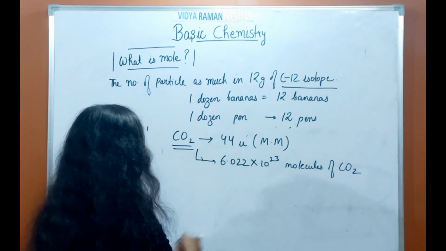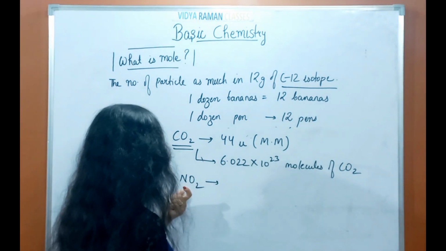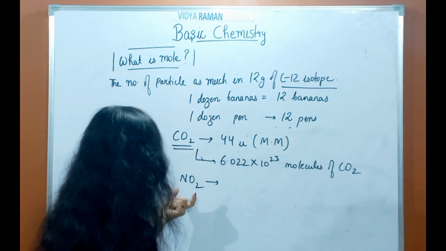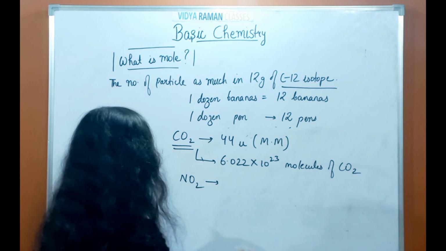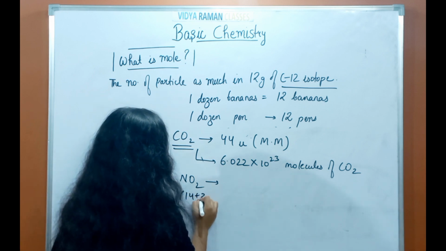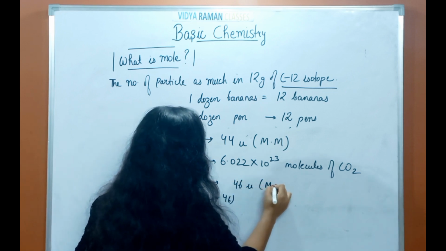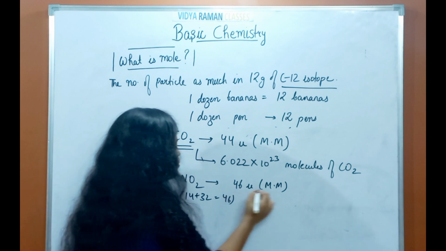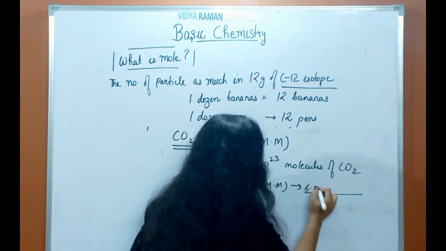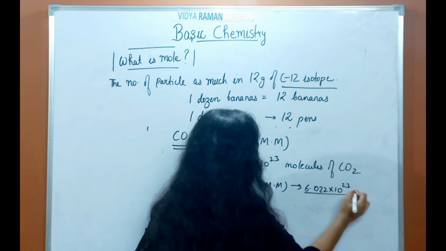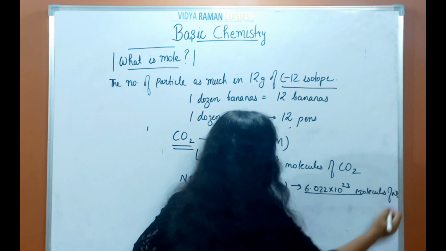Okay. If I say that I have NO2, NO2 has a mass of 14 plus 32, that is 46. 46u molecular mass. Then how many NO2 molecules? Again, 6.022 into 10 to the power 23 molecules of NO2 will be there.